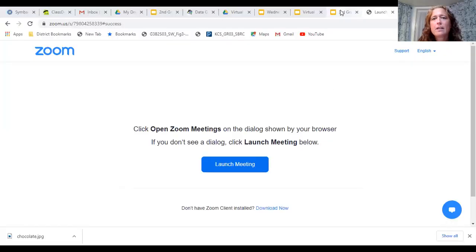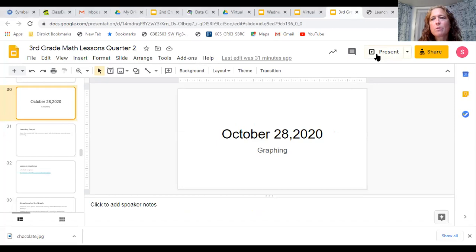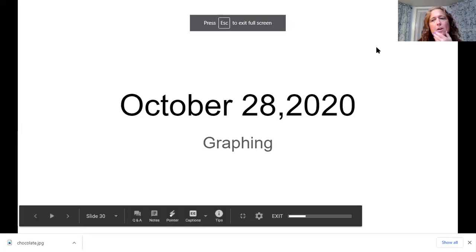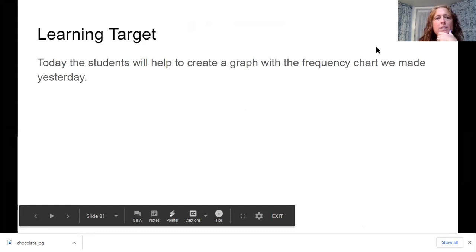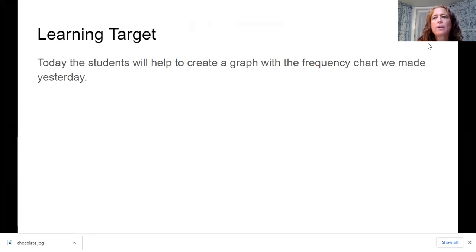All right, so today is October the 28th, and we are going to continue our study of graphing. Today the students will help to create a graph with the frequency chart that we created yesterday after watching the book about the children who did the lemonade stand.